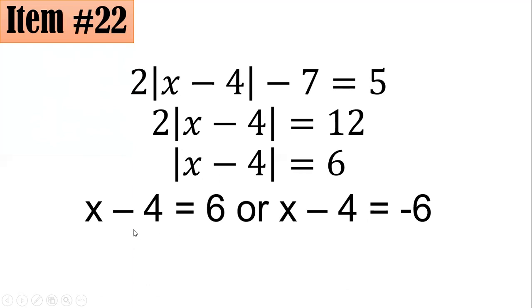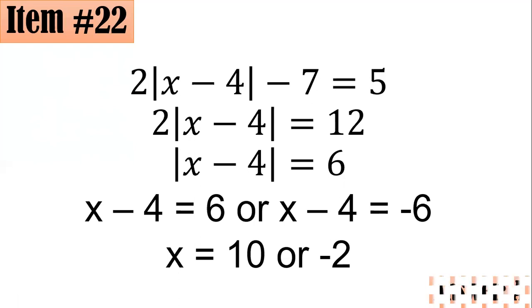Adding 4 to both sides of each of these equations. For the first one, plus 4 here, you have x equals 10. For the second one, adding 4 to both sides, negative 6 plus 4 will give you negative 2. Hence, the values of x that satisfy these equations are negative 2 and 10. Letter A is the correct answer.